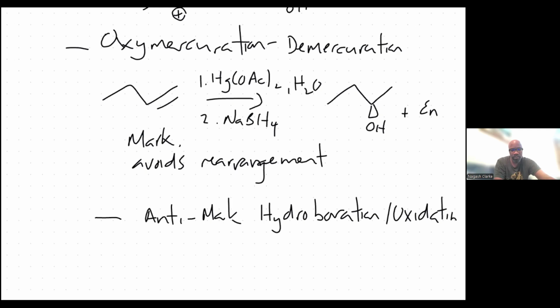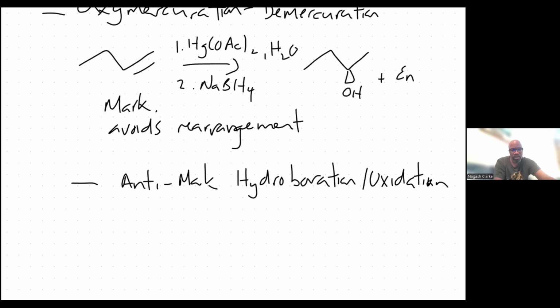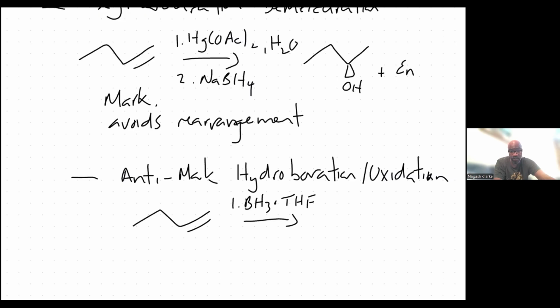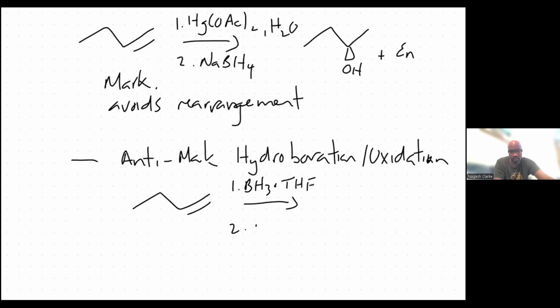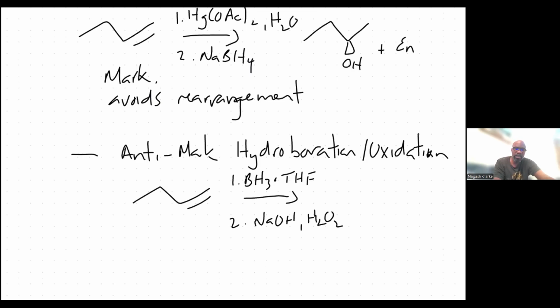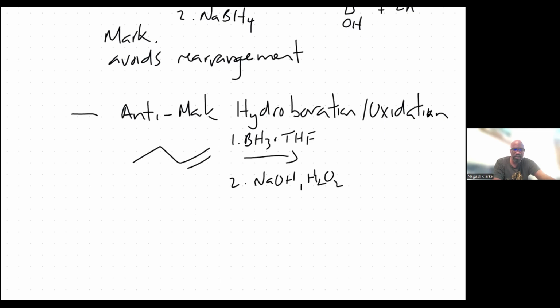So there are a few things that we got to think about. This is BH3. Now we use THF, which actually helps the reaction go better. I'll show you what THF stands for. It's a very common solvent. It's a cyclic ether, actually. So the second step is sodium hydroxide and hydrogen peroxide. THF looks like this. It's called tetrahydrofuran.